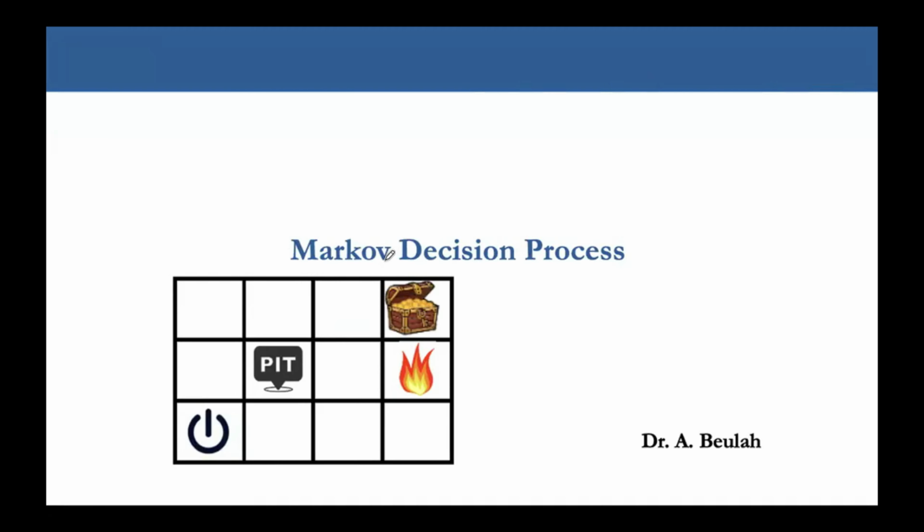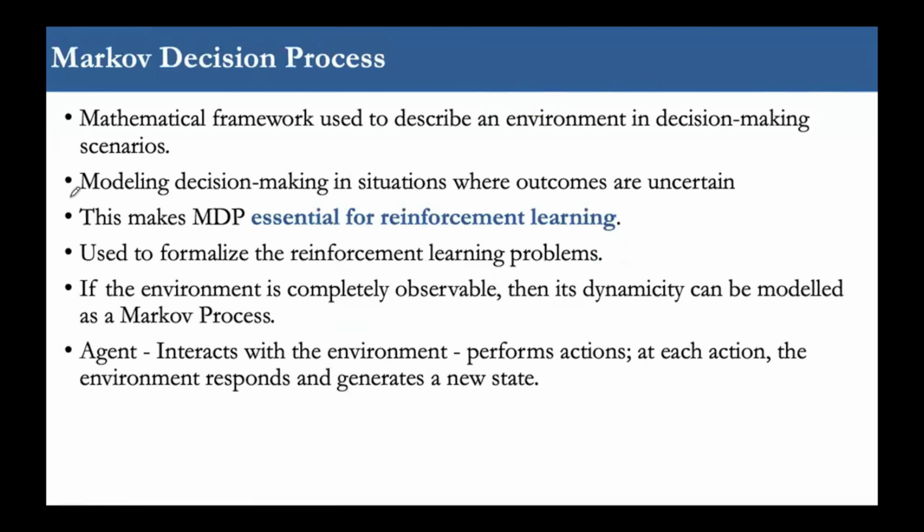Hello all. In this video, we are going to learn about Markov decision process. So what is a Markov decision process? It is a mathematical framework which is used to describe an environment in decision making scenarios where outcomes are partially random and partially under control of a decision maker.